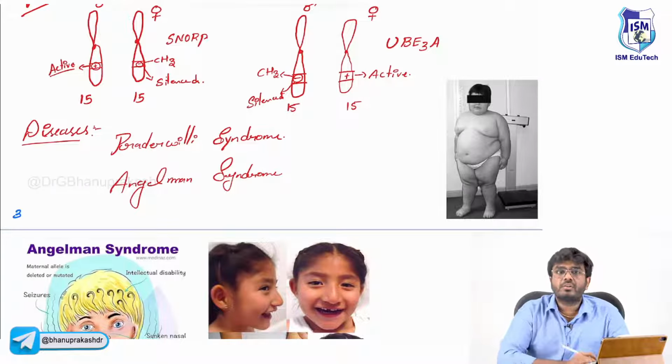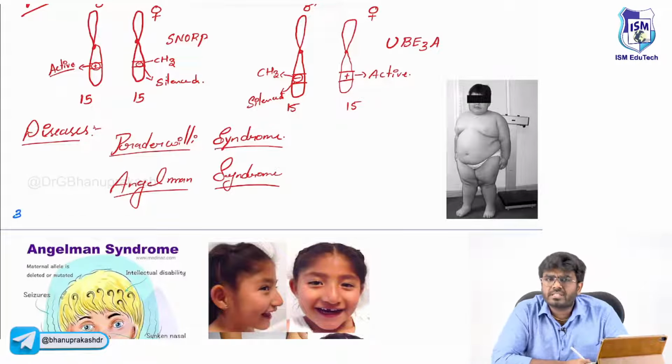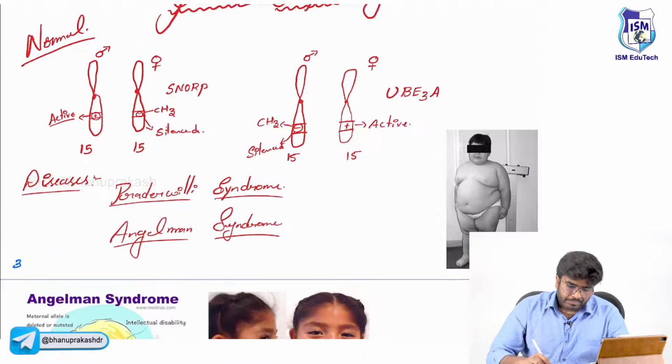Okay, so Prader-Willi syndrome as well as the Angelman syndrome. So what is the problem in the Prader-Willi syndrome? What is the problem in Prader-Willi syndrome and Angelman syndrome? See, look here.